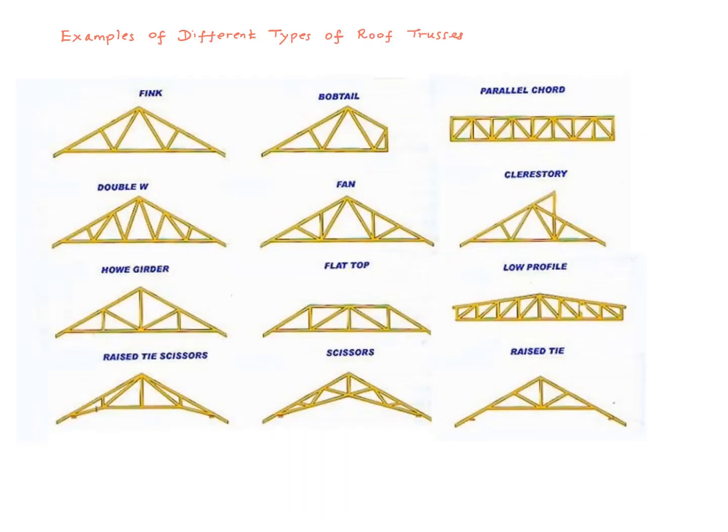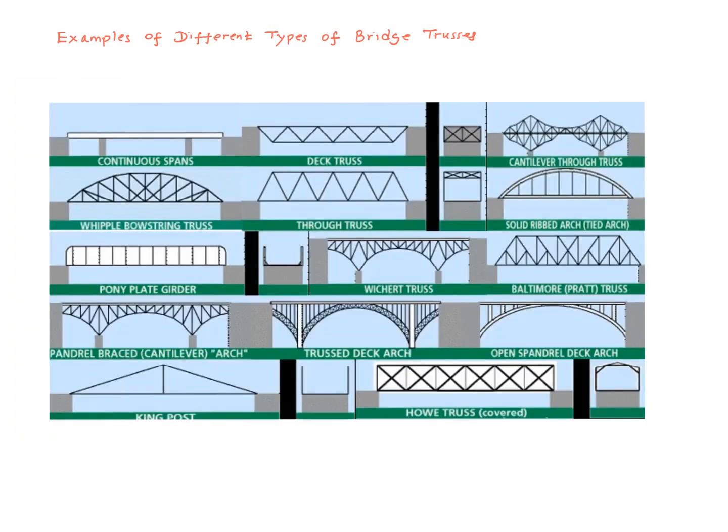There are several types of roof trusses. Listed in this slide are some of them. This is called fink, this is called fan, this is called scissors, and so on. Similarly, there are several types of bridge trusses. Some of them are shown in this slide. For example, you have Whipple, bowstring truss, you have Baltimore truss, and so on.